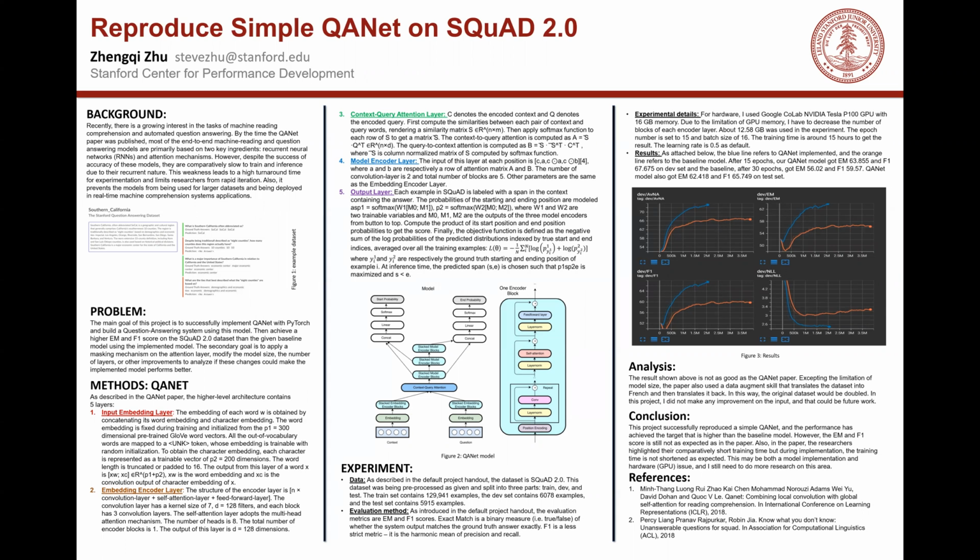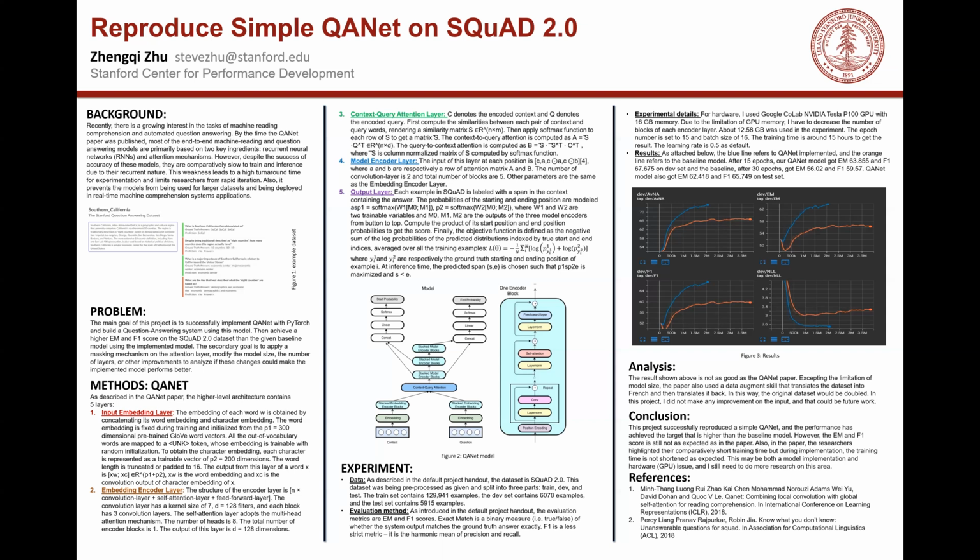My project is to successfully implement QANet with PyTorch and build a question answering system using the model. For building the model, I followed the QANet paper called QANet: Combining Local Convolution with Global Self-Attention for Reading Comprehension. By the time this paper was published, most of the end-to-end machine reading and question answering models are primarily based on two key ingredients: recurrent neural networks, aka RNNs, and attention mechanisms.